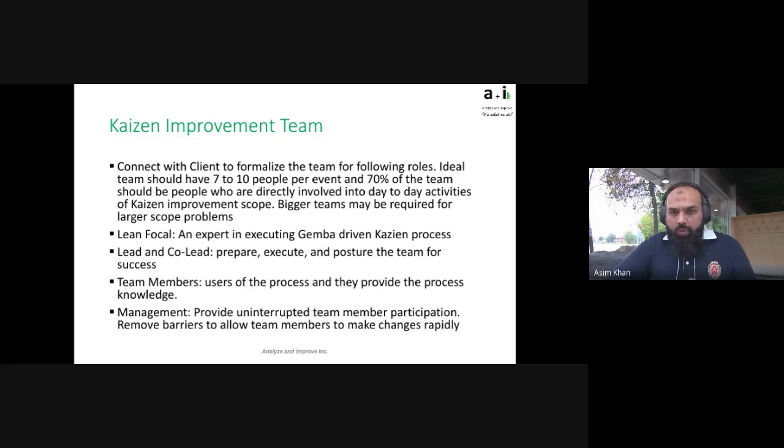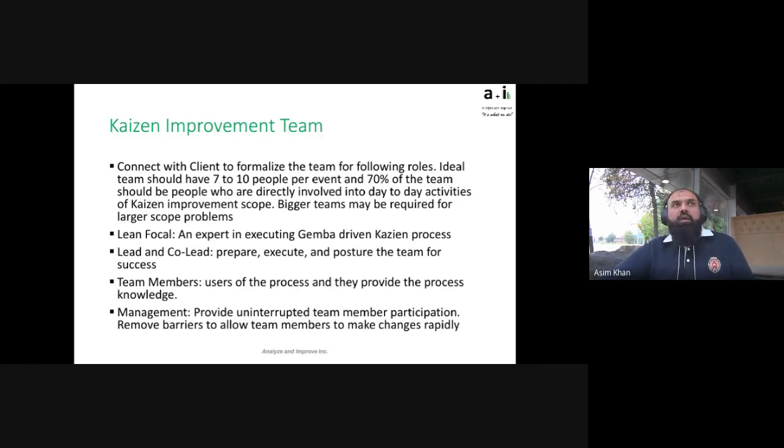Team members use the process and provide the process knowledge. Very important. Without them, there will be no Kaizen. And then management also needs to be involved, in making sure the right people are available to do this event. It's not a 1 or 2 hour thing. Usually, you're going to be there for the week, or for a few days if it's a quicker Kaizen.